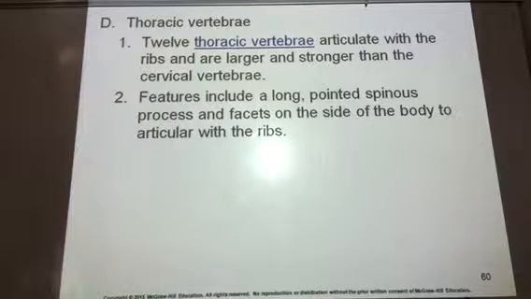Moving on. So numbers I expect you to know. There's 7 cervical, there's 12 thoracic. Your thoracic vertebrae articulate with the ribs, and they're going to start to get bigger.